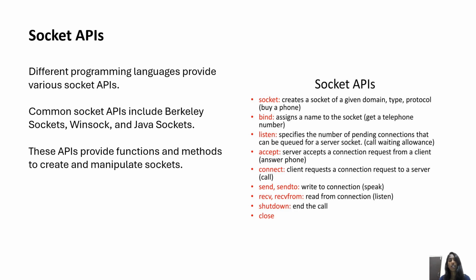Listen specifies the number of pending connections that can be queued for a server socket, for example call waiting allowance. Accept: the server accepts a connection request from a client, like answering the phone. Connect: the client requests a connection to a server, like making a call. Send writes to the connection, like speaking. Receive reads from the connection, and shutdown ends the call before the close. This is the algorithm of socket APIs.